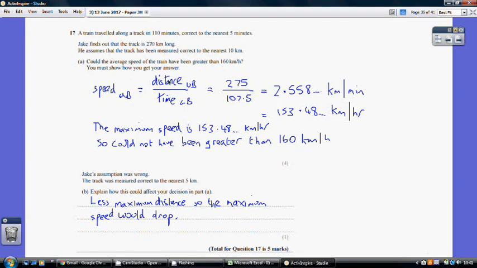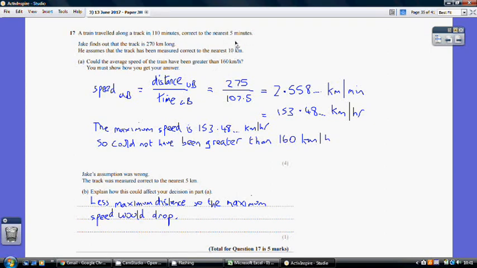Now, if you're trying to maximize this fraction, you want the numerator, the distance, to be as big as possible, so the upper bound for the distance, divided by time being as small as possible, being the lower bound for time. Because when you are dividing, to maximize this fraction, you want a bigger number as possible on top and a smaller number as possible on the bottom. So the upper bound for distance is 275, because it's 270 kilometers to the nearest 10 kilometers. And the lower bound for time is 107.5, because it's 110 minutes to the nearest 5 minutes.